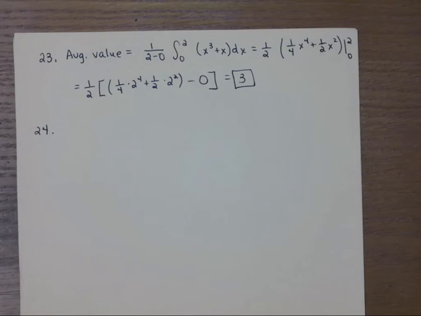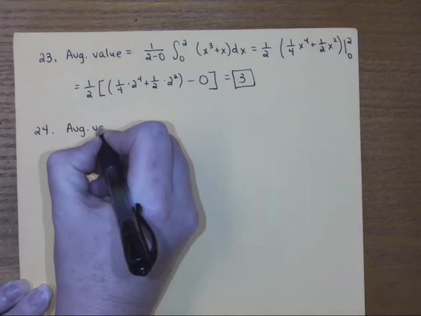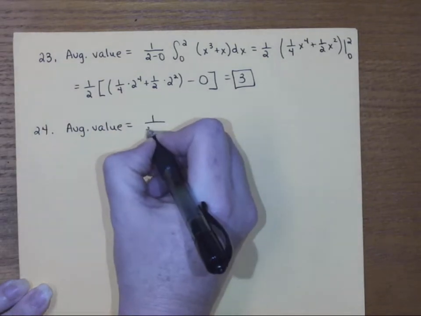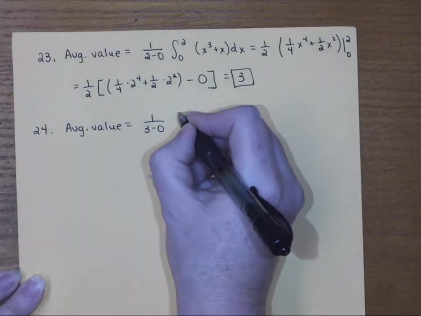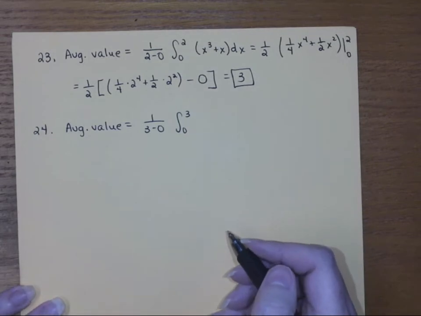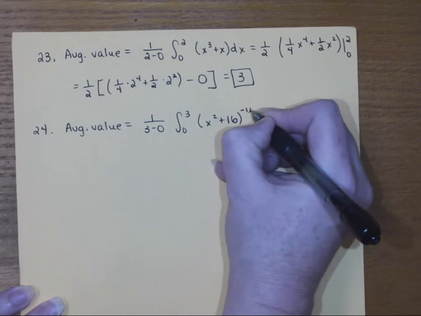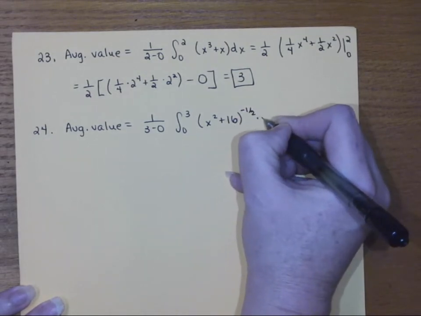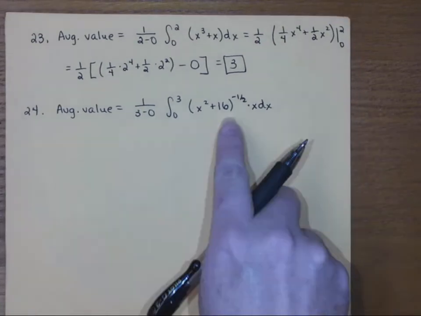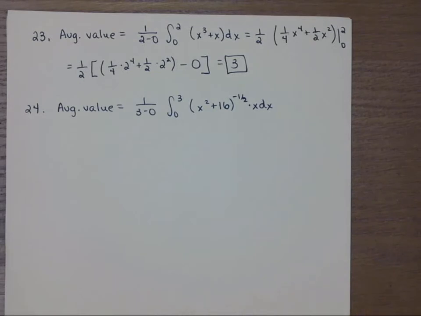All right, so let's look at a couple more average problems. So 24, find the average value of the function over this interval from 0 to 3. So again, the average value formula is 1 over end minus beginning of the integral of your function. Notice these numbers are always the same. And the function, I'm going to rewrite it, is actually x squared plus 16 to the negative 1/2 times x dx. It's negative because it's in the bottom. It's 1/2 because it's a square root.